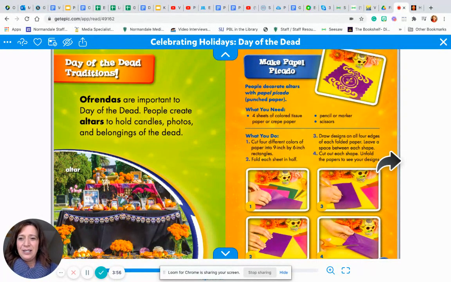Ofrendas are important to Day of the Dead. People create altars to hold candles, photos, and belongings of the dead. You can make a papel picado. People decorate their altars with papel picado.